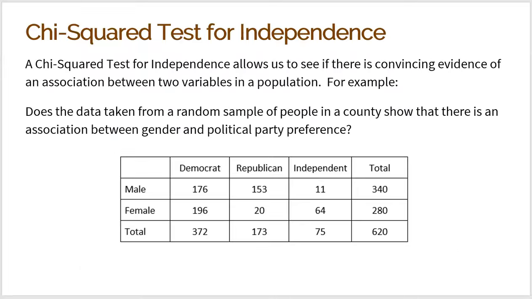And here's the last type of chi-squared test that we're going to look at in this unit, and that's a chi-squared test for independence.